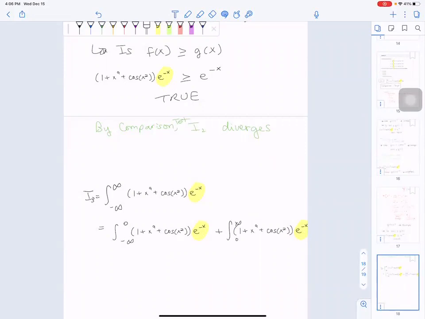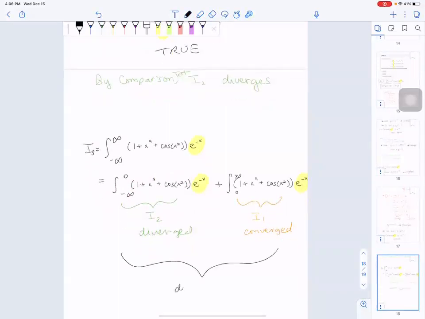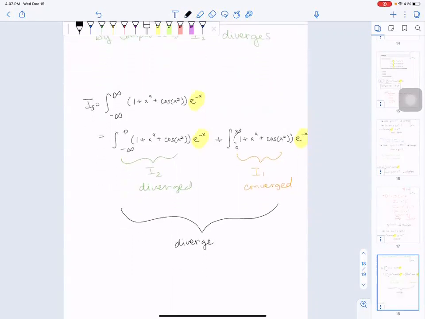Now, what is this first integral? That was I2, which diverged. What is the second integral? This one was I1, which converged. But imagine you're adding a super big number with some smaller number, it's still going to overall diverge. So your answer for I3 is also diverge. Any questions on I3?